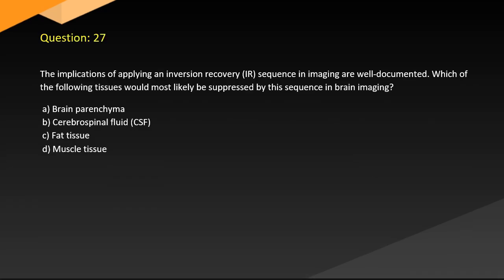Question 27. The implications of applying an inversion recovery sequence in imaging are well documented. Which of the following tissues would most likely be suppressed by this sequence in brain imaging? A. Brain parenchyma. B. Cerebrospinal fluid (CSF). C. Fat tissue. D. Muscle tissue.